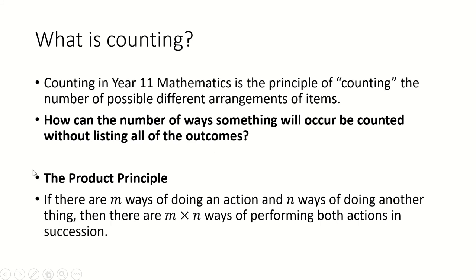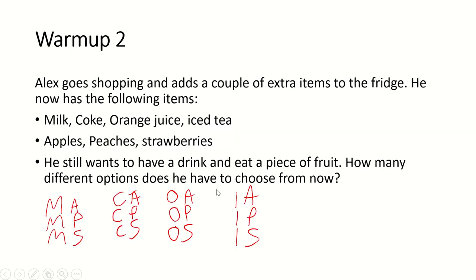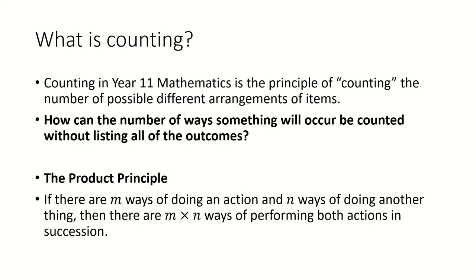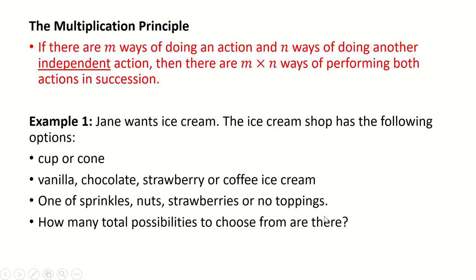There's something called the product principle, or the multiplication principle. If there are m ways, where m is just a letter for a number, of doing an action and some other number n of ways of doing another action, then there are m times n ways of performing both actions in succession, one after the other. Like grabbing a drink from the fridge and then grabbing a fruit from the fridge: 4 times 3, there are 12 different ways of performing those two actions.